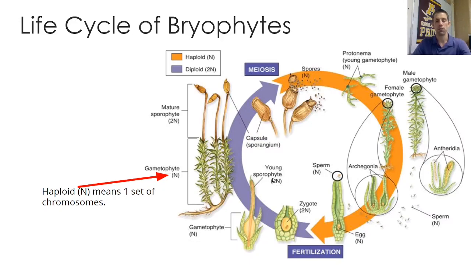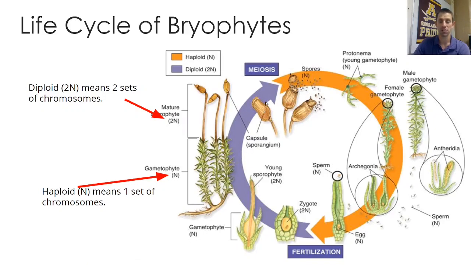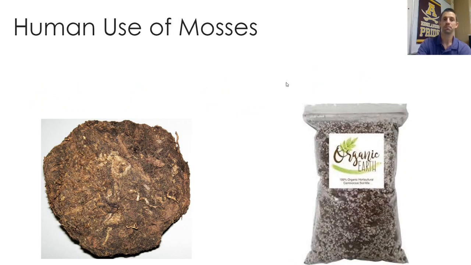Now, again, diploid means that we have two sets of chromosomes. Well, where do those two sets of chromosomes come from? They came from the combination of sperm with egg. So 1N here plus 1N here gives us our 2N zygote or fertilized egg that then becomes the sporophyte. This sporophyte will then grow and develop spores that can then repeat this process all over again.